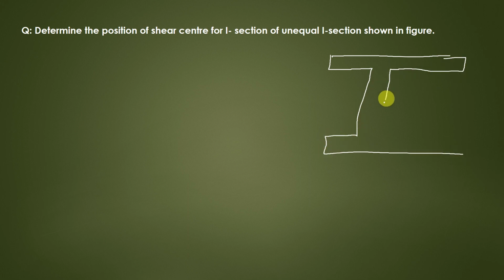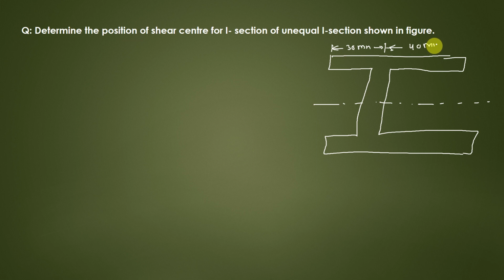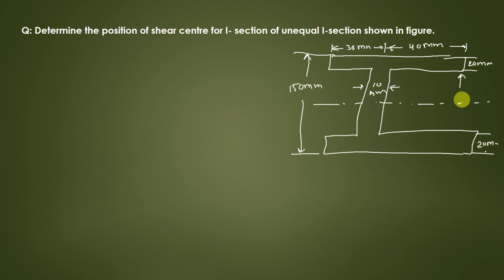Now this is the x axis. This is 30 mm. This is 40 mm. The entire thing is 150 mm, and the thickness we have is 20 mm. This is 10 mm. This is 20 mm. This is also 20 mm. So this will be 150 minus 20 minus 20, 110 mm. So this is the question we have.